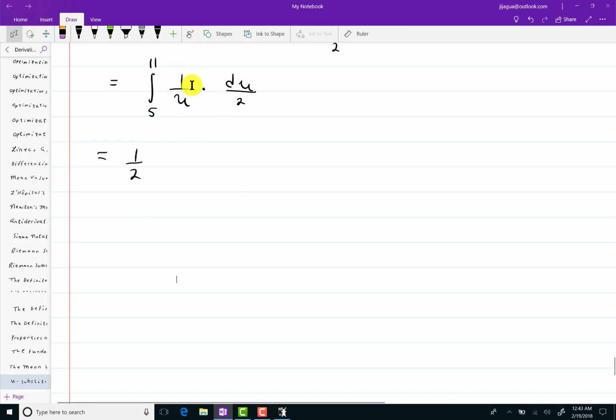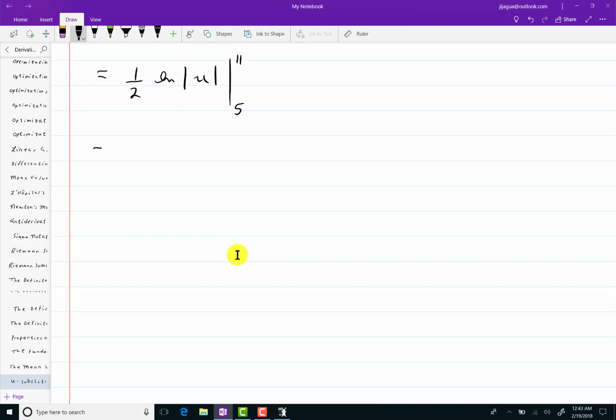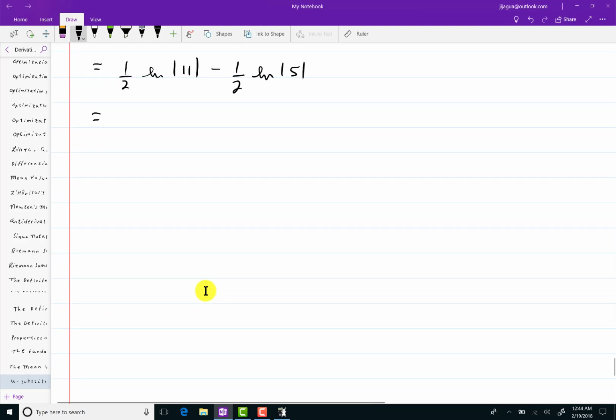And the integral of 1 over u is the natural log of the absolute value of u. And I'm going from 5 to 11. That equals 1/2 the natural log absolute value of 11 minus 1/2 natural log of the absolute value of 5. Now 11 and 5 are positive numbers, so I'm going to do a little simplifying. I got 1/2 the natural log of 11 minus the natural log of 5.